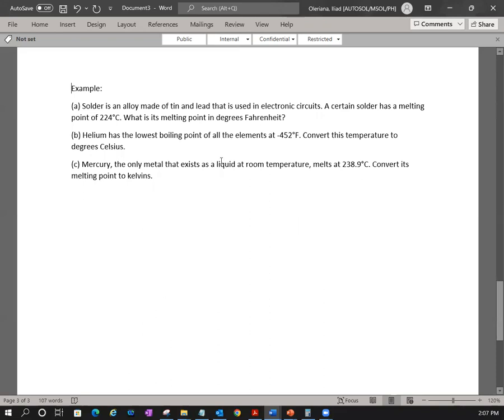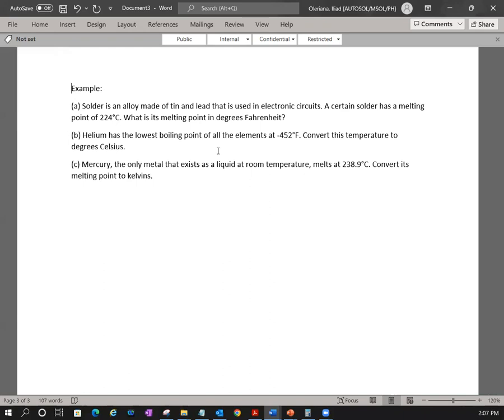So, simple lang yung letter A. It's just conversion from Celsius to Fahrenheit. Then the next, letter B, helium has the lowest boiling point of all the elements, which is at negative 452 degrees Fahrenheit. Convert this temperature to degrees Celsius. Another conversion. Now from Fahrenheit to Celsius.